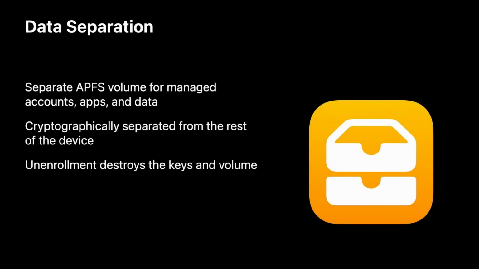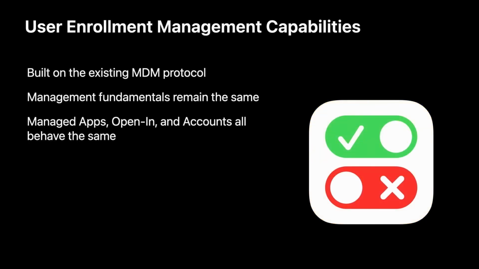The second component of user enrollment is data separation, which means, quite literally, we are separating the data on the device. User enrollment creates a separate APFS volume for managed accounts, apps, and data on the iPhone and iPad. This managed volume is cryptographically separate from the rest of the device. When the device is unenrolled from the MDM solution, the keys and the separate volume are both destroyed and any organization-owned apps are removed. Finally, management capabilities are curated specifically for BYOD, so IT can configure settings like passcode policy or deploy apps, but cannot access personal information or remotely wipe the device.